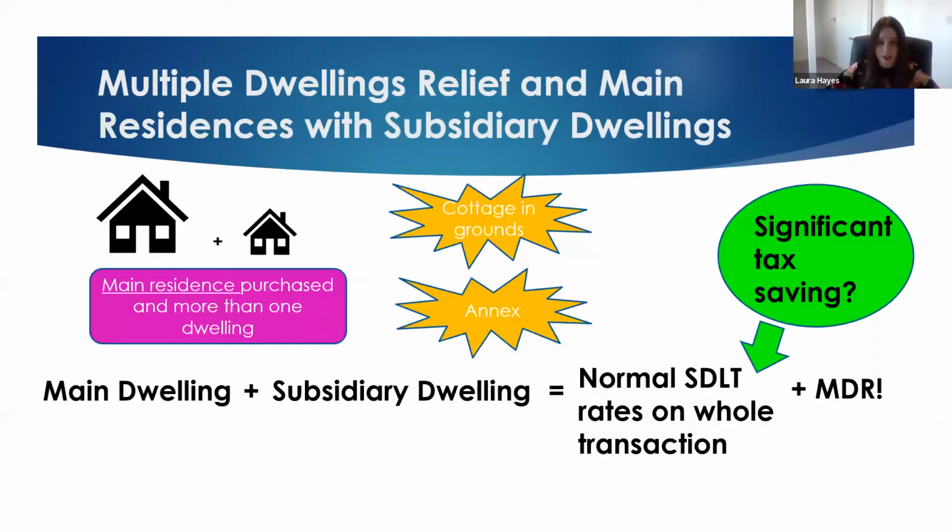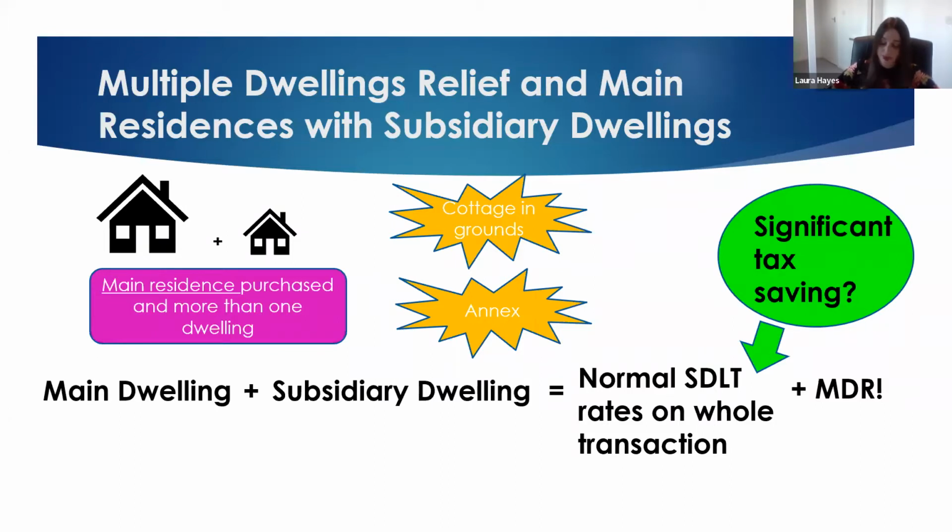With multiple dwellings relief, you would normally be dealing with properties where the 3% surcharge is applicable because of the nature of the properties. However, in a case where the purchase is of a main residence and there are 2 dwellings and the relevant conditions are met so that one of the dwellings is subsidiary to the other dwelling, the purchase can be treated as a single transaction and the 3% surcharge would not be applicable.